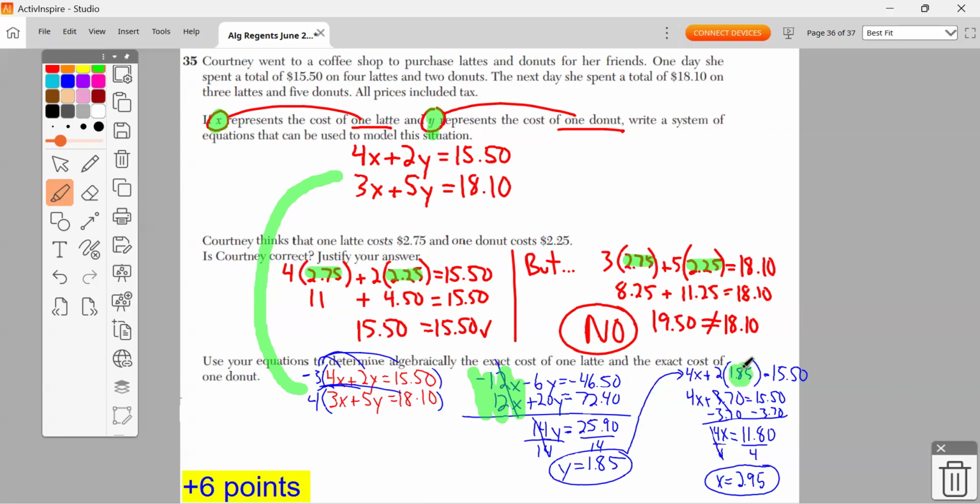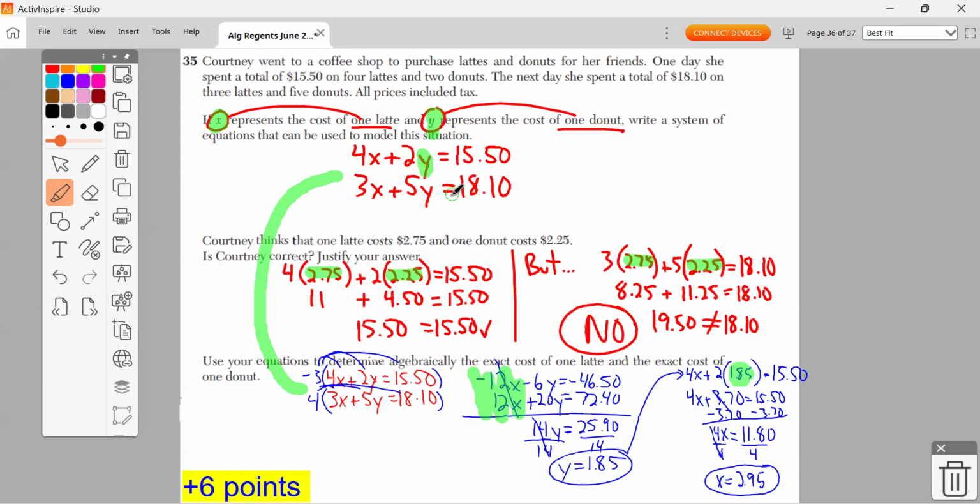Sub it back into one of the equations. It doesn't matter which one. I chose to sub it back into here for y. So instead of 2 times y, I have 2 times $1.85. Solve that equation. We get $2.95.